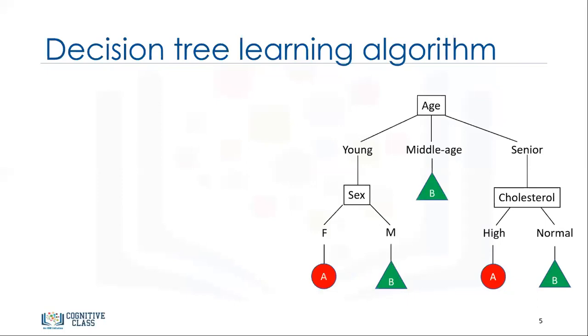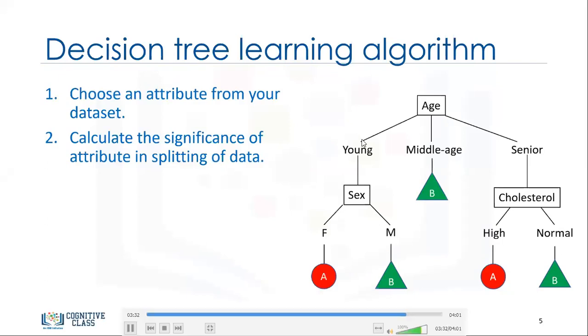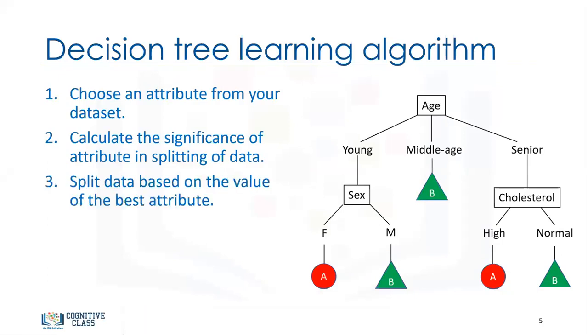A decision tree can be constructed by considering the attributes one by one. First, choose an attribute from our data set. Calculate the significance of the attribute in the splitting of the data. In the next video, we will explain how to calculate the significance of an attribute to see if it's an effective attribute or not. Next, split the data based on the value of the best attribute. Then, go to each branch and repeat it for the rest of the attributes.